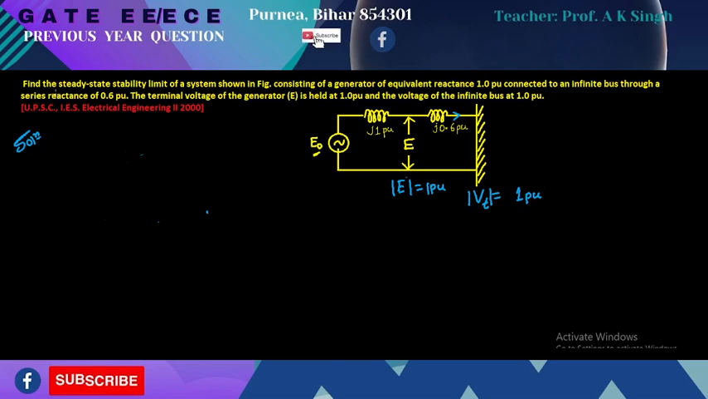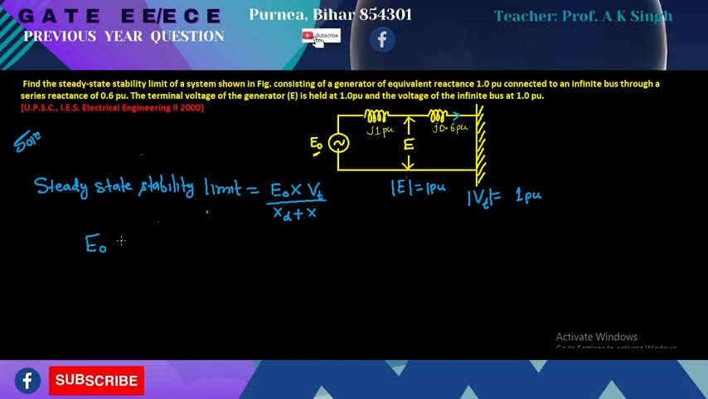First of all, the formula we use to find the steady state stability limit is: steady state stability limit is equal to the generated voltage E0 multiplied by the infinite bus voltage Vt, divided by the total reactance, that is Xd plus X. The load angle delta will be 90 degrees for the steady state stability limit.